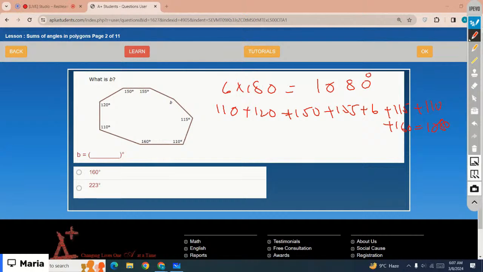That is 920. So 1080 minus 920. The correct option is 160 degrees. Option number 1 is the correct option, right?